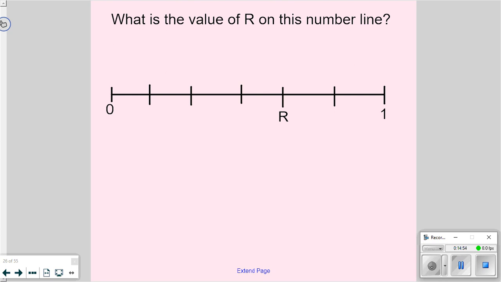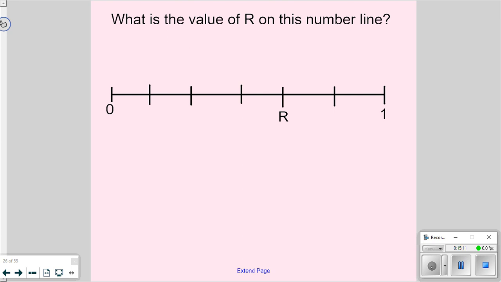Jalen, how many pieces are we working with? We are working with... Nope, we are not working with 8 pieces. How many pieces am I working with? Madison? 6. I'm working with 6 pieces.